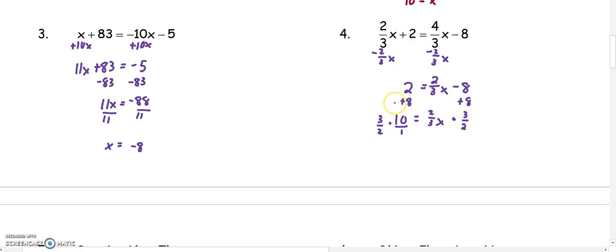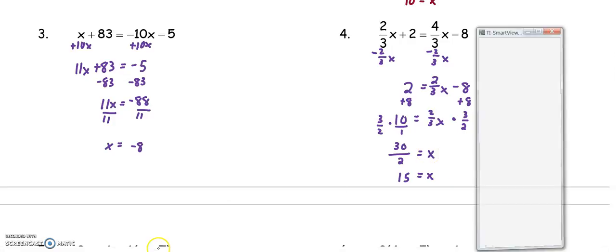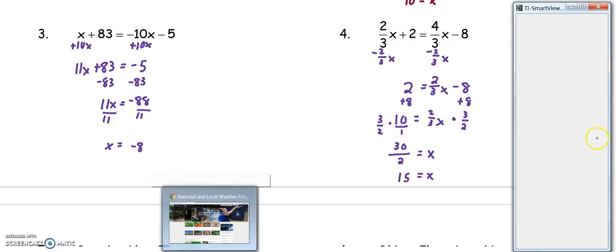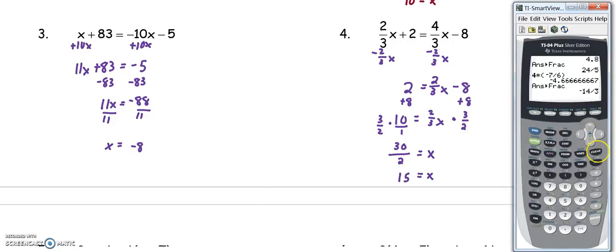So our fraction is now times 3 over 2. If it helps you, you can put 10 over 1. When multiplying fractions, remember we multiply the numerators together, so 3 times 10 is 30, and the denominators. And then in this case, we can reduce our fraction to get 15. You can also use a calculator. So if you weren't sure, you could also use a calculator: 10 times 3 divided by 2, which also gets us 15.